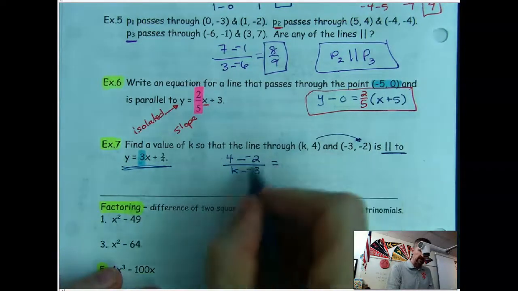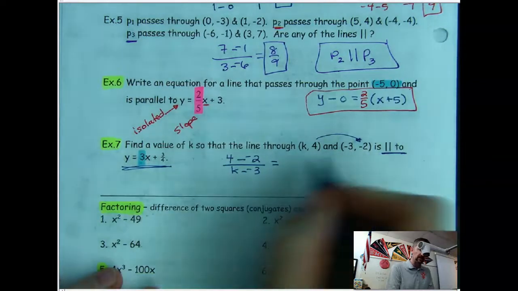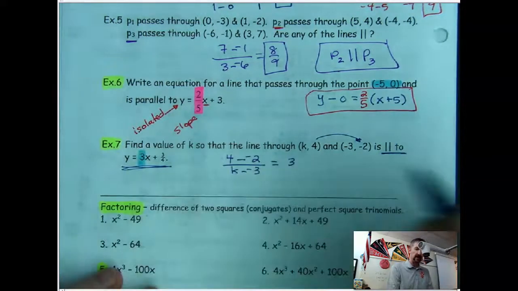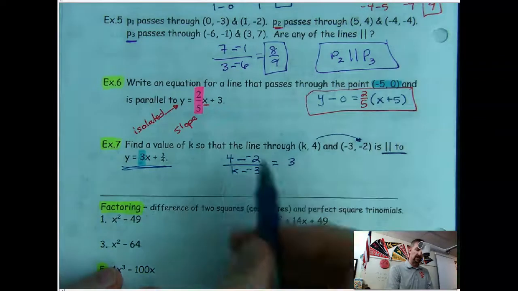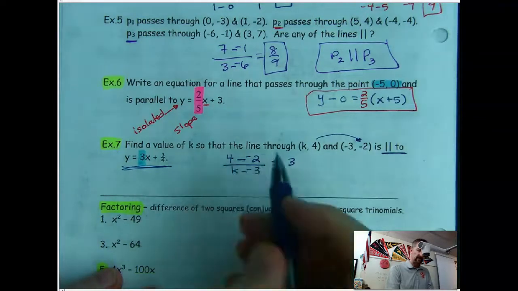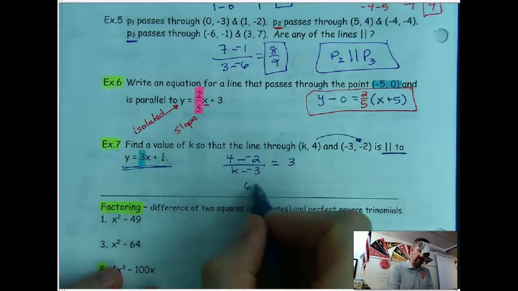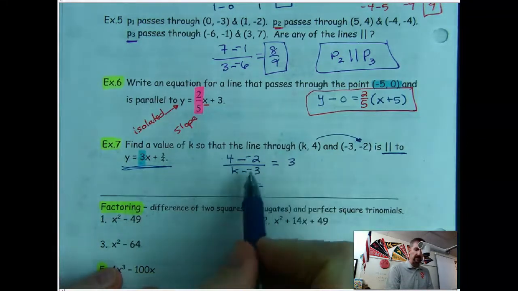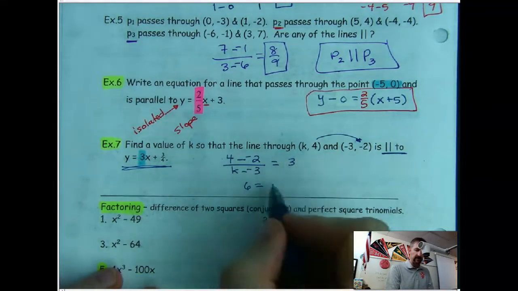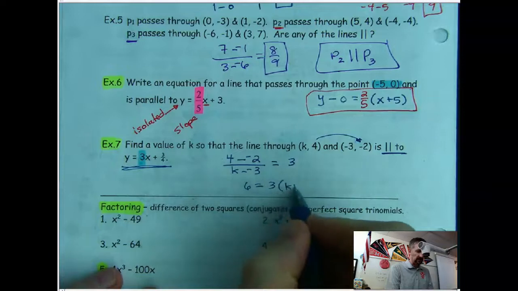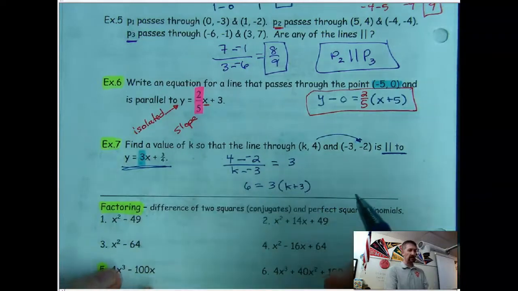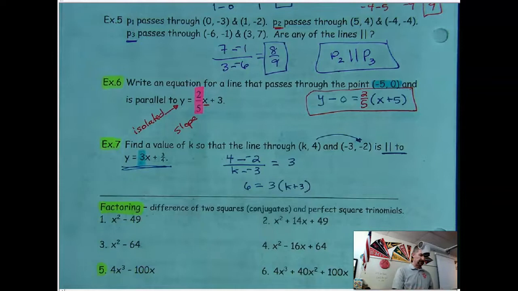And we know that's the formula for the slope between 2 points, and we want that slope to be equal to 3. So 4 minus a negative 2 is 4 plus 2, that's 6. And then we're going to multiply both sides by k plus 3. So that's going to be k plus 3 over here. All right?